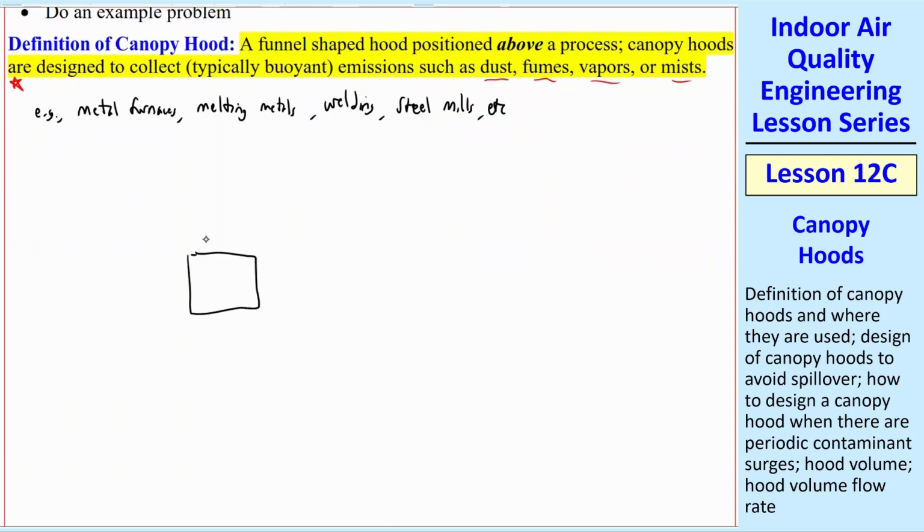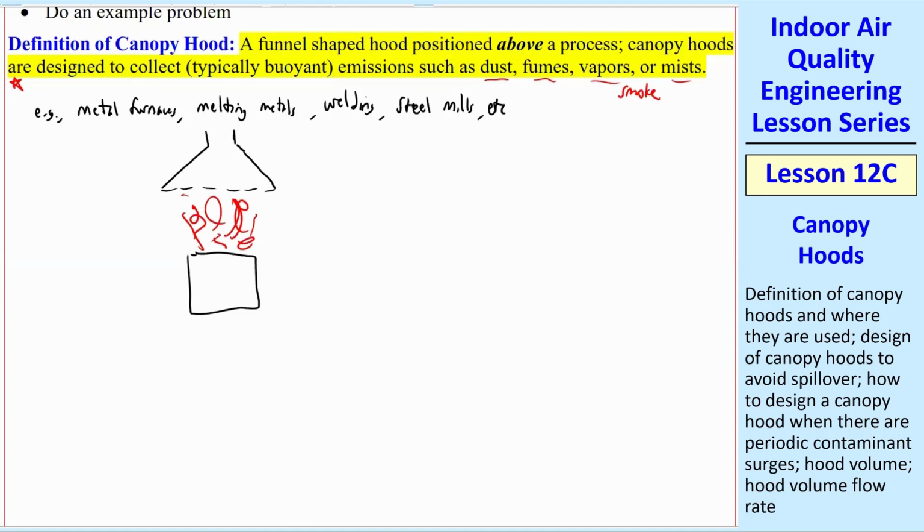Here's a table or something, and we have some kind of a source that's producing smoke or mist, etc. I should have actually said smoke up here because that's one of the main things. Fumes and smoke are similar. So what we do is we have a canopy hood that looks something like this. Here's the face. It's a funnel-shaped hood, and you've seen these in labs and stuff.